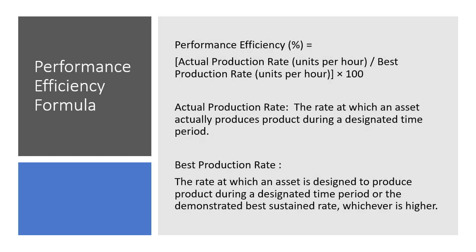Again, what is the performance efficiency? Performance efficiency is actual production rate divided by best production rate. Suppose you have a machine and it is designed to produce 167 nut bolts per hour. Now, if it is producing 100 nut bolts instead of 167 nut bolts, the actual production is 100 and the best production rate is 167.